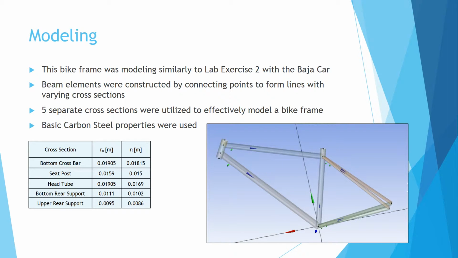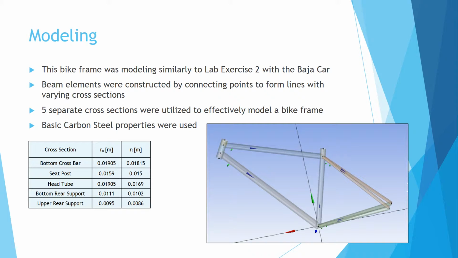This bike frame was modeled similar to Lab Exercise 2, which was a Baja car. Given that these beams were circular beams rather than rectangular beams, it didn't matter what the orientation of them was. There were 5 different cross sections for each of these beams. They were modeled from coordinate points that were grid lines, and then cross sections were applied. After that, all the parts were made into one giant part file so that everything would be connected. The material property used was steel.